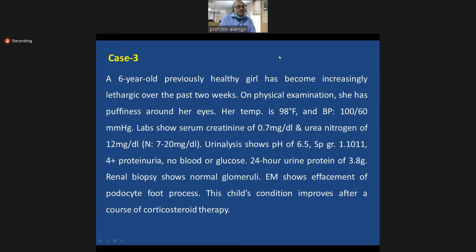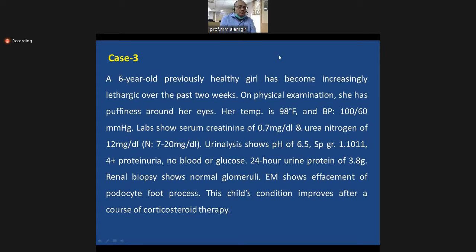Here again you can see this falls within the definition of nephrotic syndrome, because the patient has signs of rising urea nitrogen, but still within the normal range, because of increasing lethargy and so on. Nausea, vomiting may be there. She has puffiness around her eye, that is edema, and then we have proteinuria.